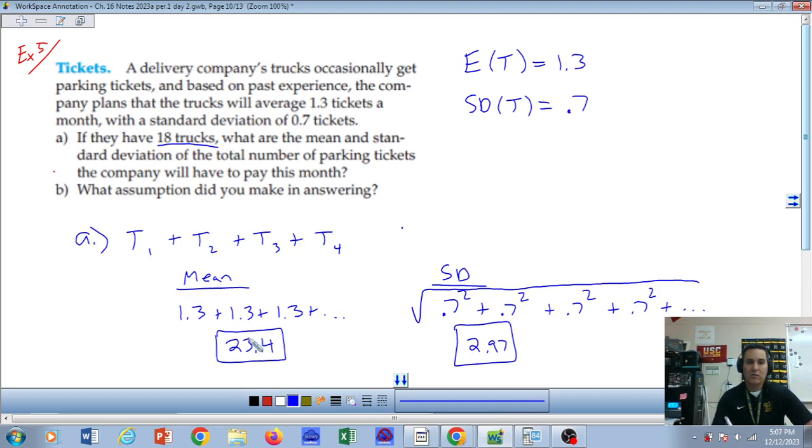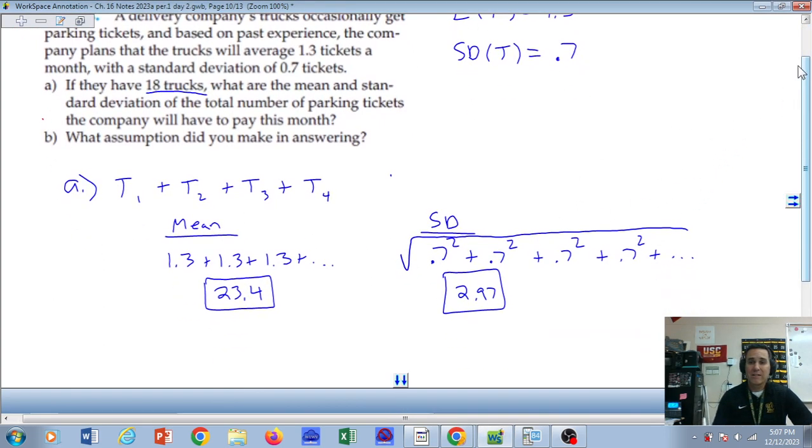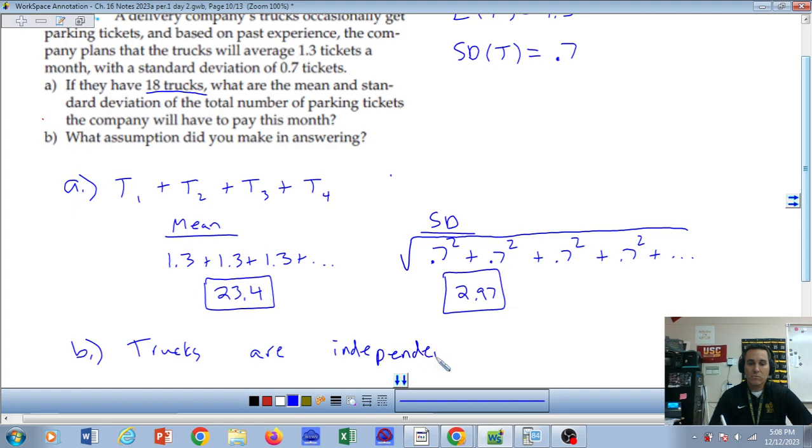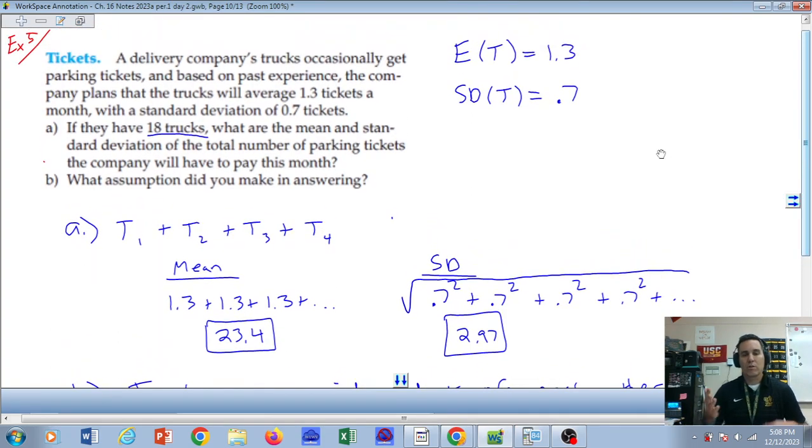What assumption did we make when answering this? The assumption that you guys made is that the trucks are independent of each other. When one truck gets a ticket, it doesn't affect whether one of the other trucks gets a ticket. You have 18 different drivers. They don't affect each other when they get tickets. That's the kind of thing we're hoping for, that we have independence like that. So there we go. You see how it works when you have multiple trucks of the same distribution that you're adding up. Okay, next example.